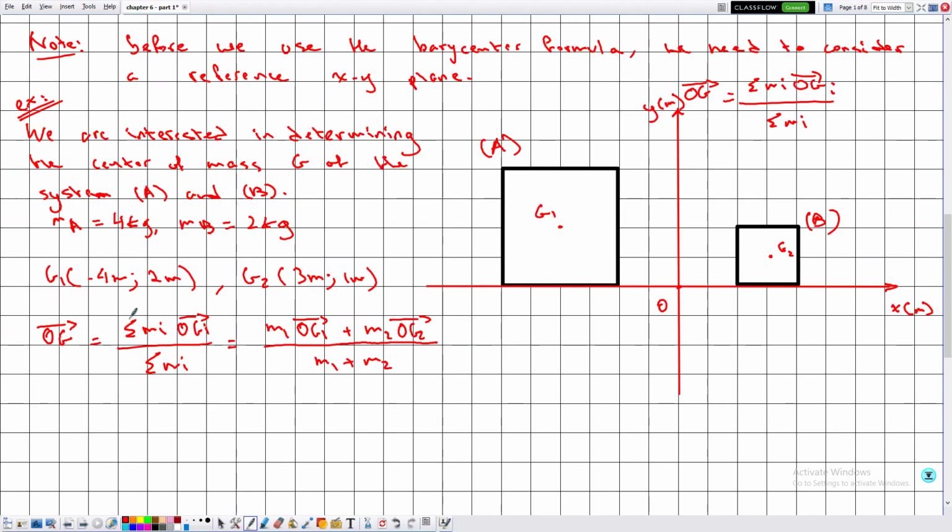Okay, so in this case, this is the object 1 and this is the object 2. So this mass actually represents the mass m1 and this mass represents the mass m2. Okay, now this is a vector equation. Let me write it again here.